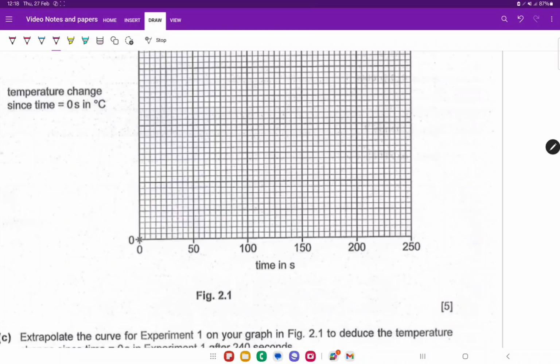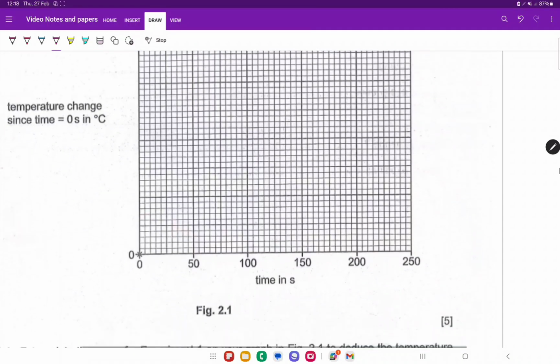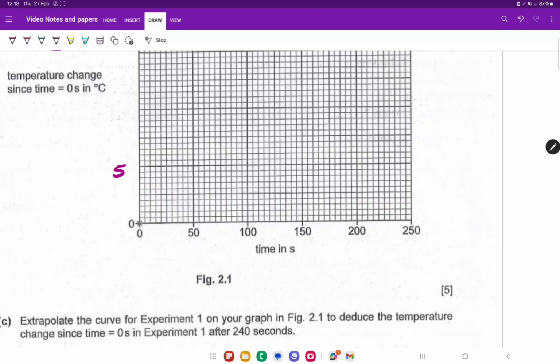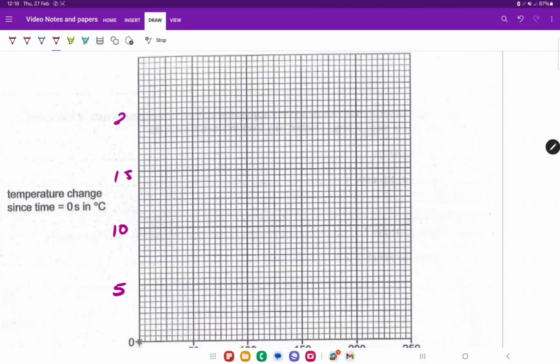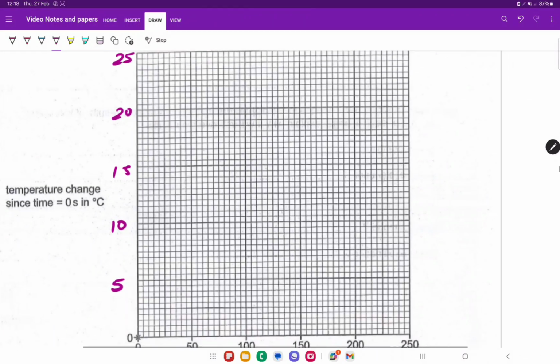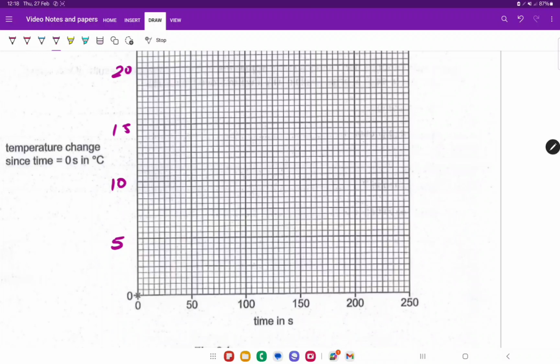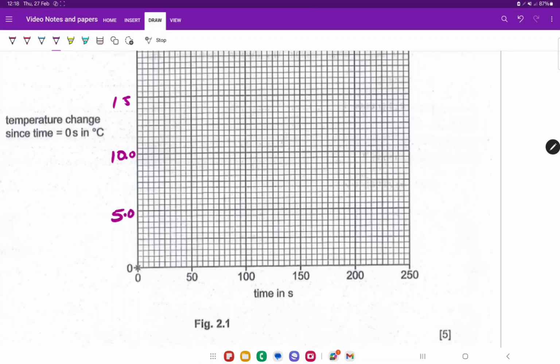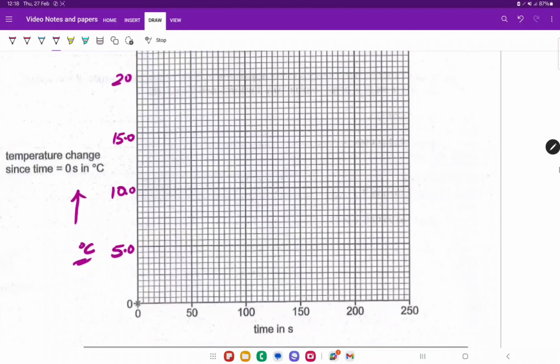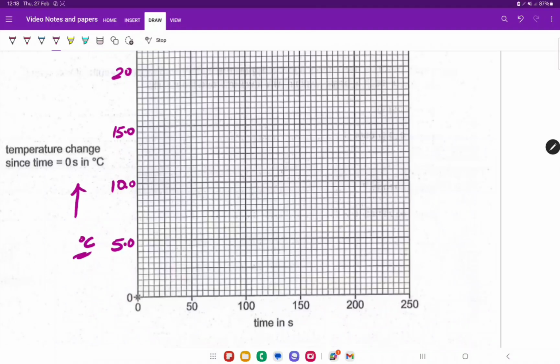Since the highest temperature rise is around 20, I can take this as 5, 10, 15, 20 and 25. This is the temperature rise: 5 degrees Celsius, 10.0 and 15.0, and it is in degrees Celsius. This is my y-axis: temperature rise in degrees Celsius, since time t equal to 0.